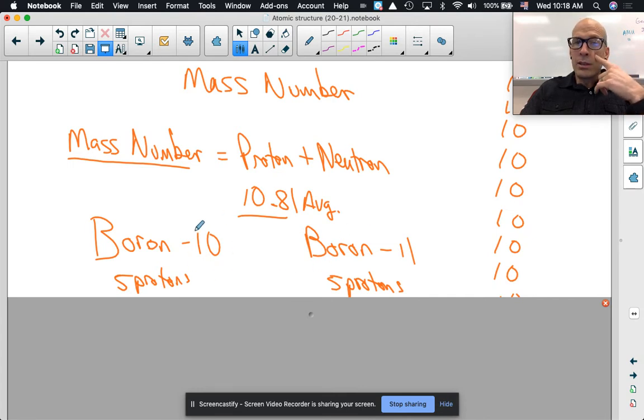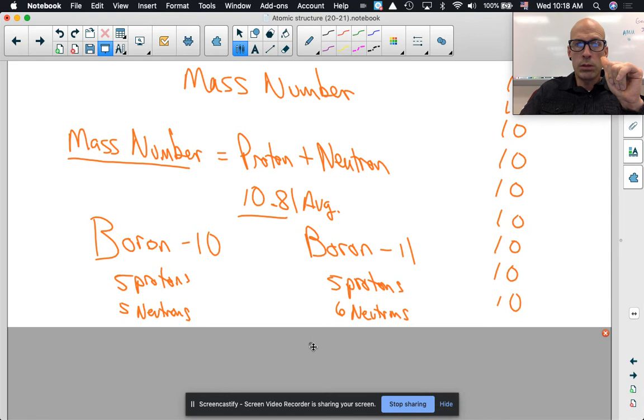Now, how many neutrons does boron 10 have? Well, it's 5 protons plus 5 neutrons, which gives you a mass of 10. That means that boron 11 has 5 protons plus 6 neutrons to make a mass of 11. And that's exactly how it works. Okay. Now, here's the question. How can 10 and 11 average out to 10.81? That doesn't seem to fit.